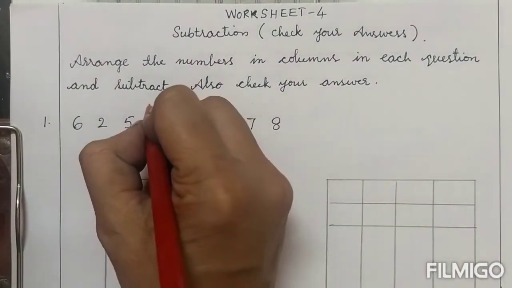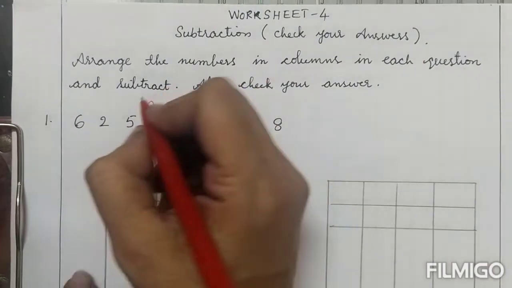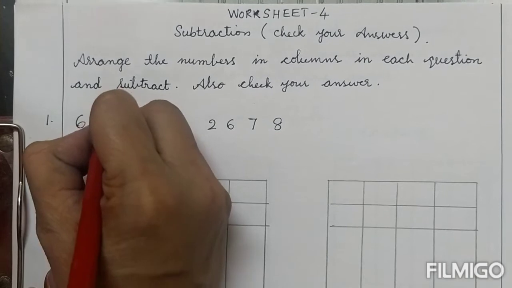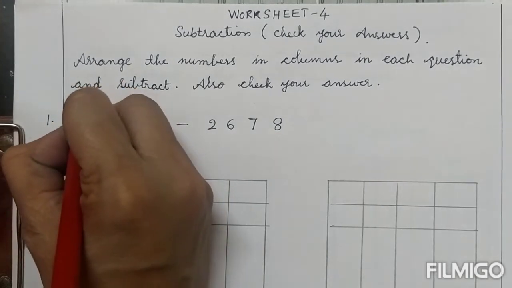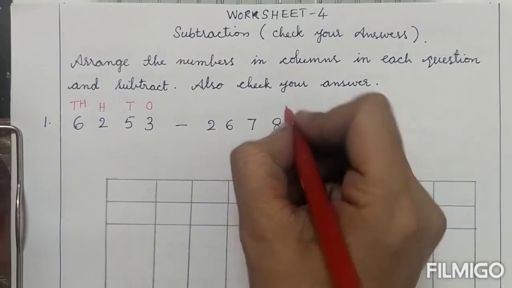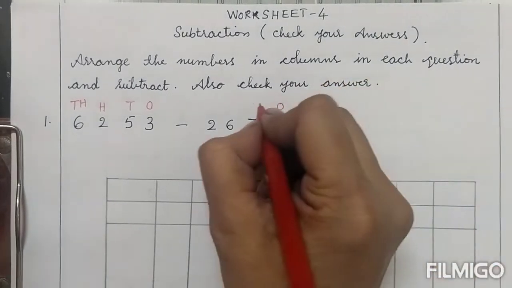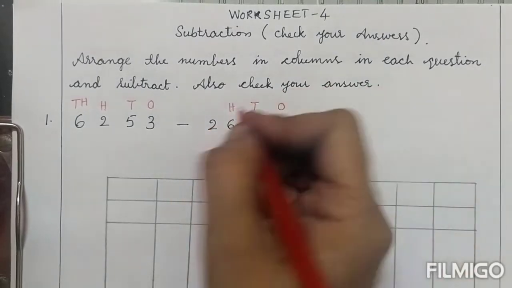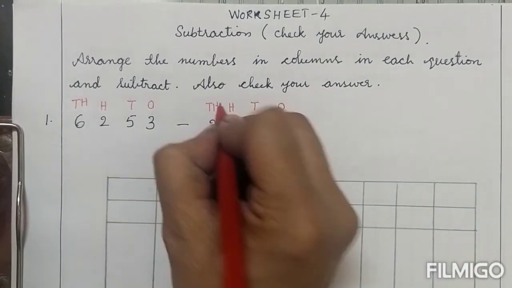3 will be in ones place, 5 in tens place, 2 in hundreds place and 6 in thousands place. The same way for the second number also we will write 8 in ones place, 7 in tens place, 6 in hundreds place and 2 in thousands place.